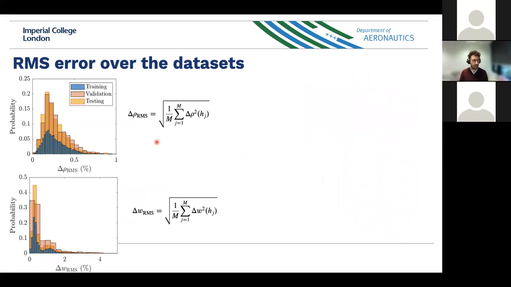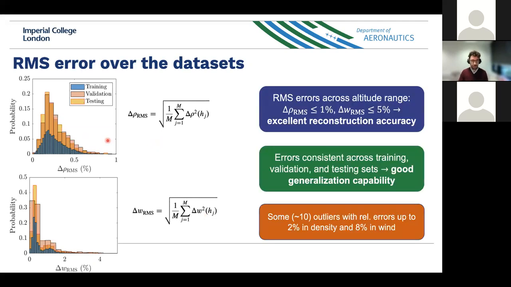To get a general idea of the global behavior of the network over the dataset, we compute the root mean square relative errors in density and in wind. And we can see that the root mean square errors are pretty good. In particular, the average density root mean square error is below 1%, and for the wind below 5%. And the errors, most of all, are consistent across the training, validation, and testing sets, which means that our network is able to generalize well.